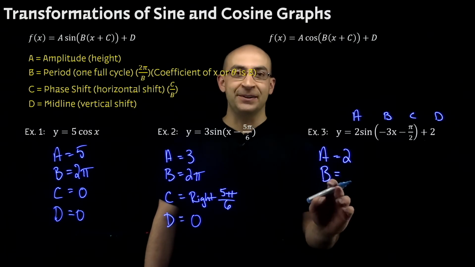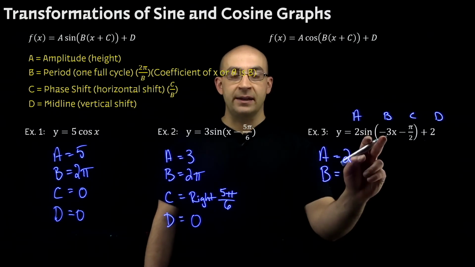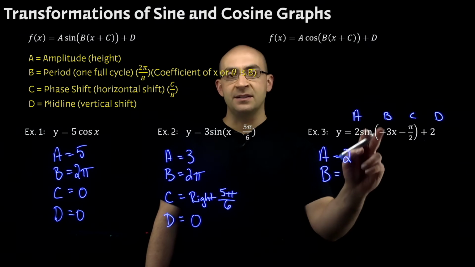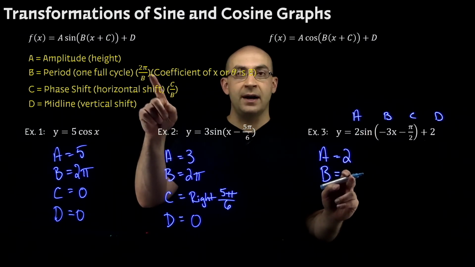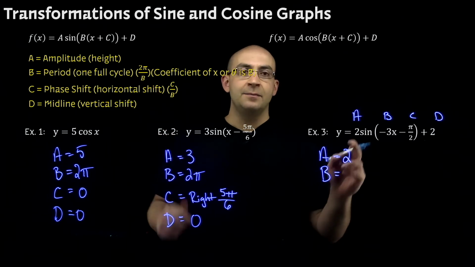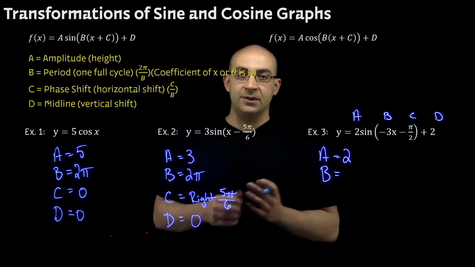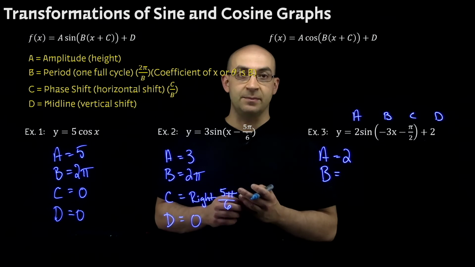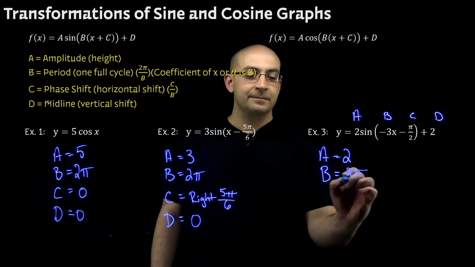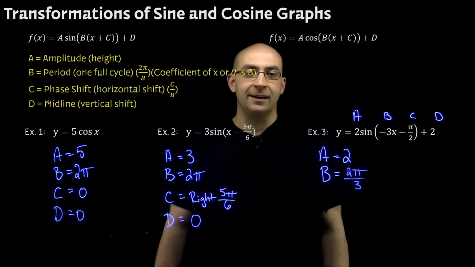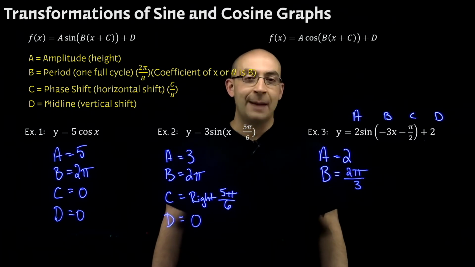B is the period. Well, negative 3 is in front of x. And because B is negative 3, what does it say to do? It says to take 2 pi and divide it by B. Well, because those values don't go into each other nicely, we're just going to simply state the period as is. Now, hear me out. The period is 2 pi over 3. I know what you're saying to yourself. What happens to the negative?